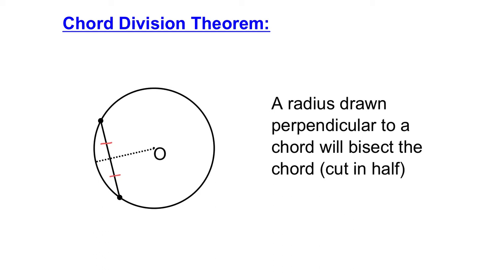The first thing we want to talk about is the chord division theorem. Remember, a chord is the line segment that joins two points that are on the circle. So this part right here is a chord. A radius drawn perpendicular to a chord. So here's the center of the circle. This is my radius. It's drawn perpendicular to the chord. It will bisect the chord. So bisect means cut it in half. So here I've shown you this line segment and this line segment are the same length. This rule you need to keep in mind as we go through this.